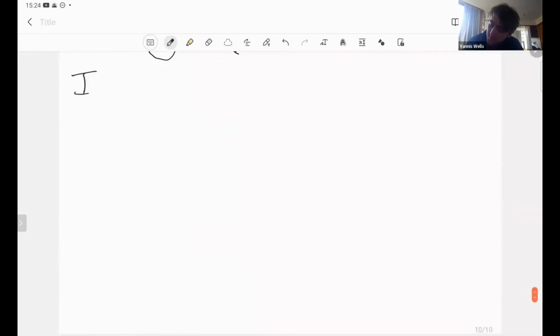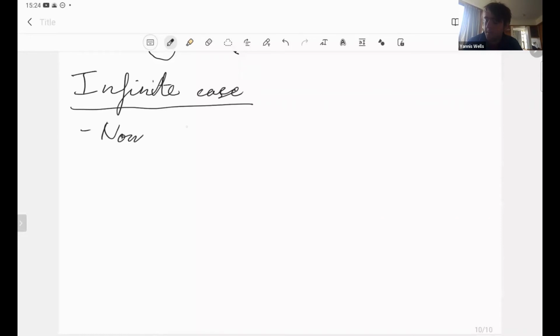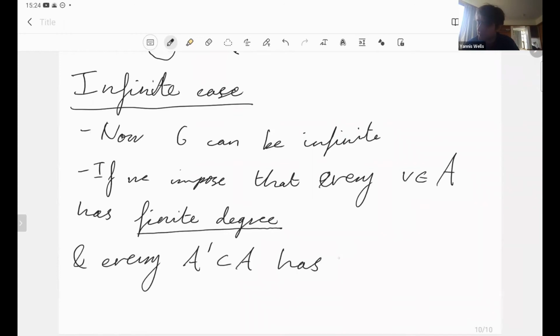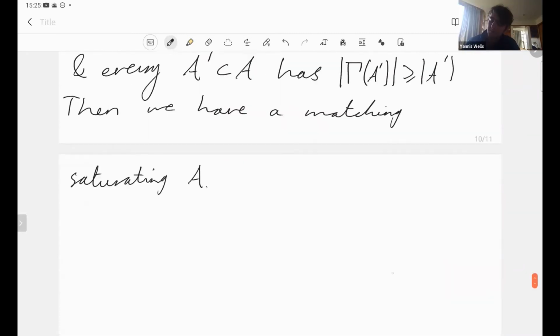So first, we've got to ask, what restrictions do we need? Now G can be infinite. If we impose that every vertex V in A has finite degree and Hall's condition is satisfied, then we have a matching that saturates A. Here, I'm not going to be super formal. I'm not going to give the precise details. If you really want to, I would recommend genuinely just thinking about it and trying to see if you can do it. But I'm going to give the general idea.